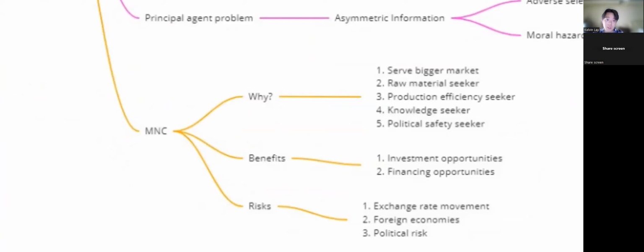Why do they want to be an MNC? First, they could serve a bigger market. Second, they seek raw materials. Third, they seek production efficiency. Fourth, they seek knowledge. Fifth, they seek political safety.